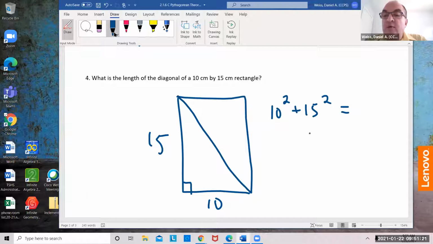And hit the square root key. 10 squared plus 15 squared equals, you get 325, hit square root. You're going to get 18.0277563, whatever. So in this case, you get a decimal, put 18 point, I'm going to just say 03.